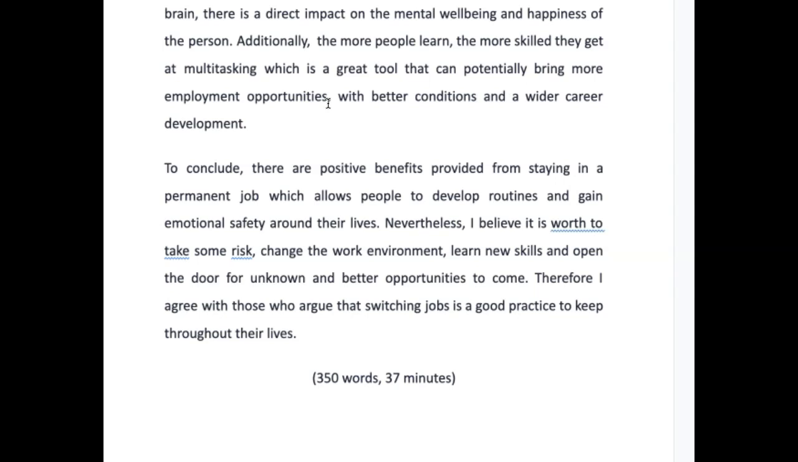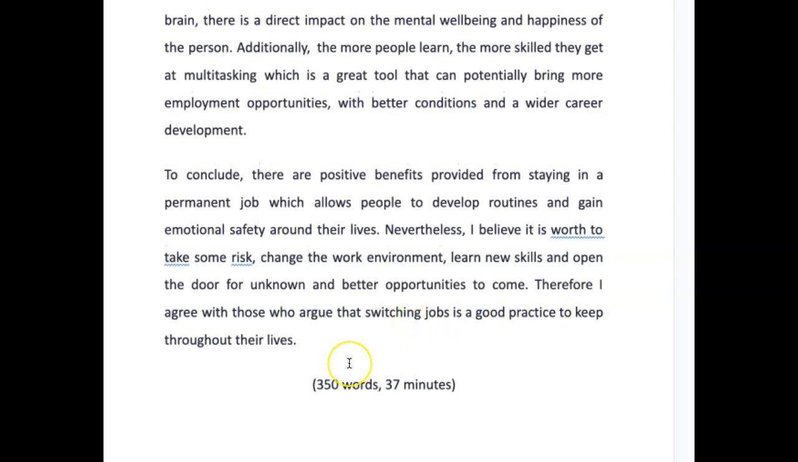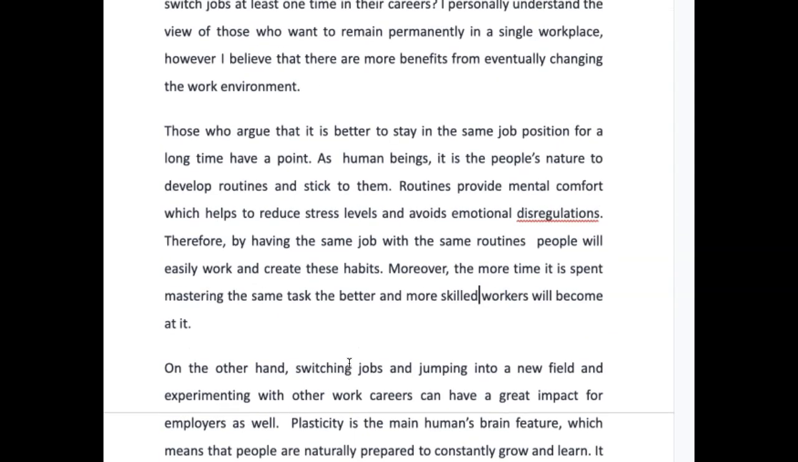To conclude, there are positive benefits provided from staying in a permanent job, which allows people to develop routines and gain emotional stabilities better around their lives. Nevertheless, I believe it is worth taking some risk to change the work environment, learn new skills, and open the door for unknown and better opportunities to come. Again, upgrade this. Therefore, I agree with those who argue that switching jobs is a superior and excellent practice to maintain throughout their lives. Excellent work there, Arnau.